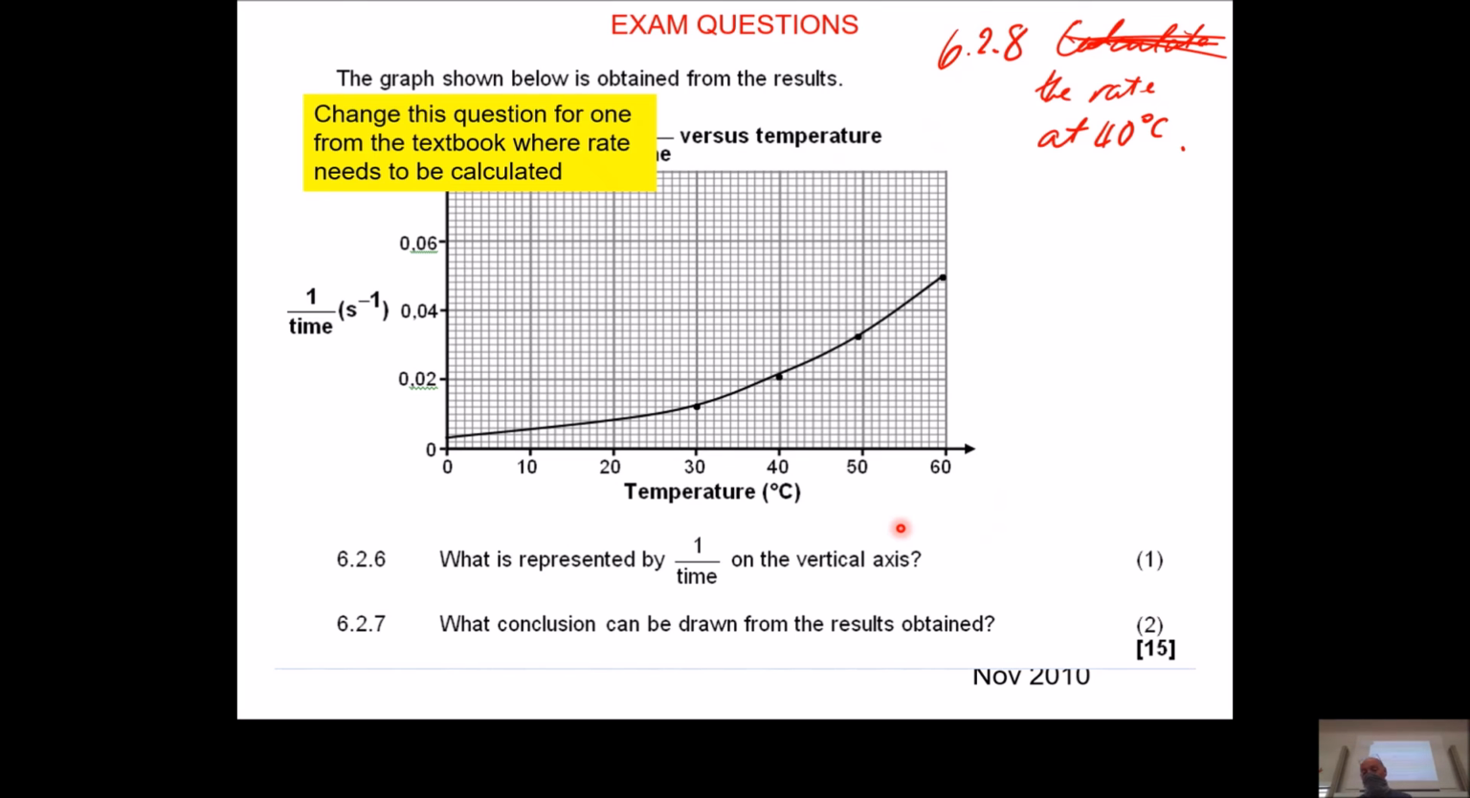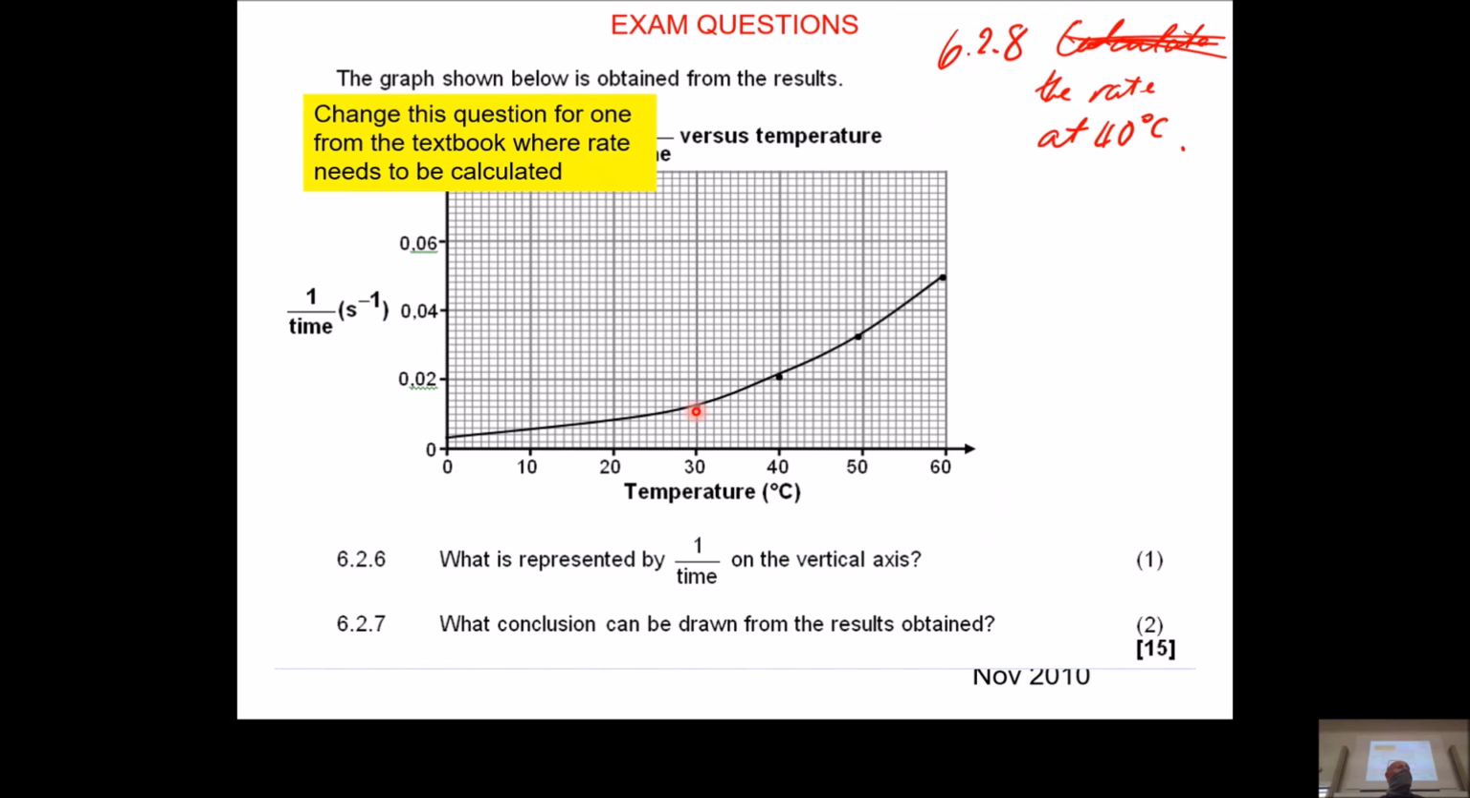if I had asked you, I haven't asked you, but if I did ask you in this question to calculate the rate of reaction at a temperature of 30 degrees, what would you have to do? If I asked you to calculate the rate at, say, 30 degrees, what would you have to do? Gradient of what? But how are you going to draw the gradient at 30? Tangent. Oh, tangent, yeah. So you have to draw a tangent at 30 and work out the gradient of that tangent.